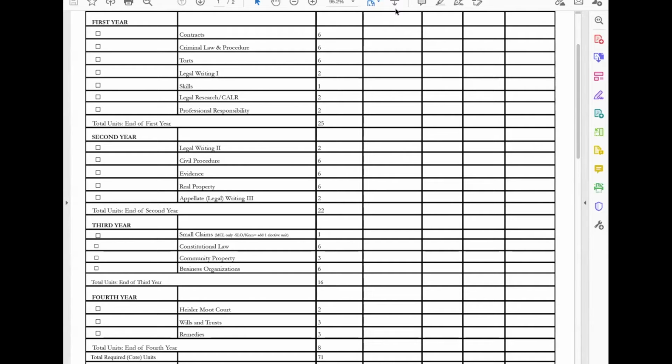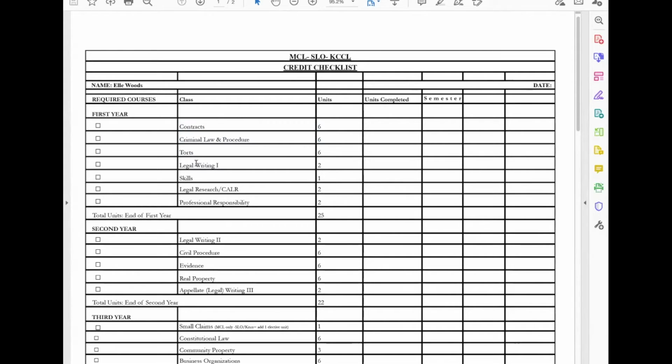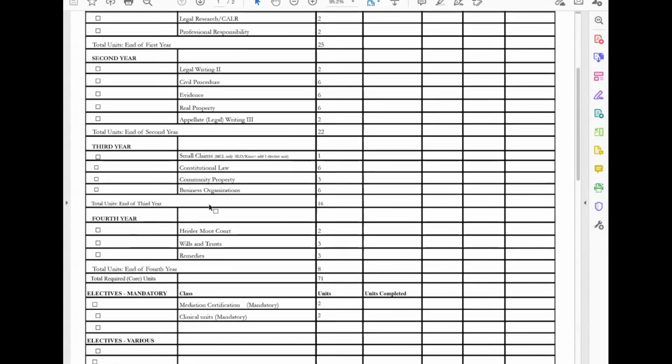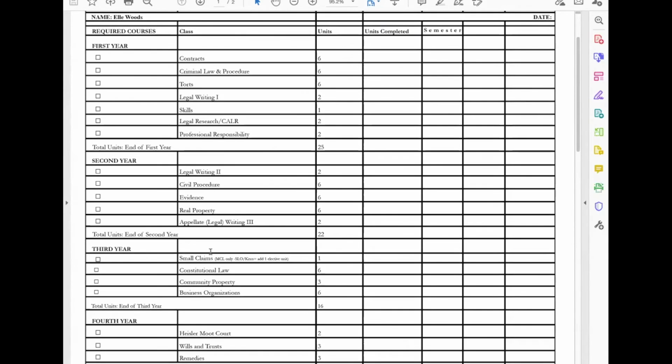This is the JD sample graduation checklist that you'll get in your advisor packet. You'll see it lists all the required courses. You'll notice that all the required courses are mostly bar tested subjects, except for legal writing or skills, legal research. We also have the requirement that students need to take core mediation, which is 2 units, as well as at least 2 clinical units. So these are mandatory electives that they need to take. The rest are all mandatory classes.